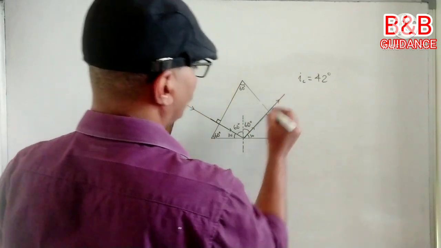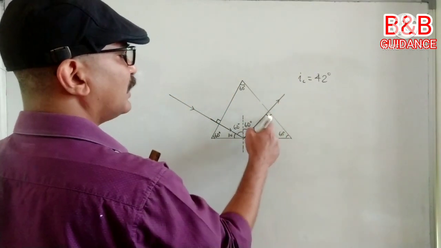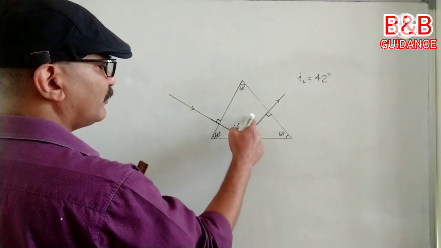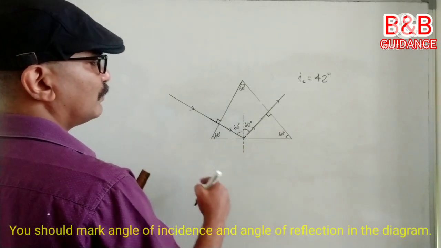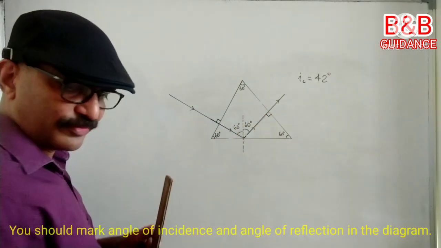So this is correct. You must mention this angle 90 degree here and 60 degree you have to mention. Even if you did not mention this 30 degree, no problem. But we will check for this 60 degree.